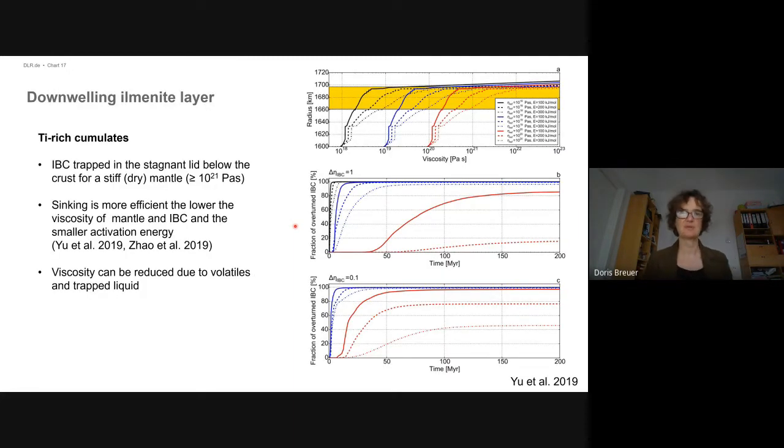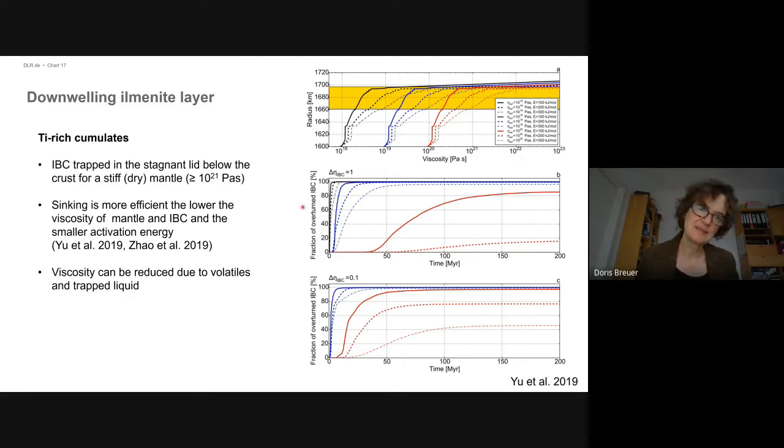And this has now been tested in a model here. It's kind of a busy slide, but let me explain what we see here. So here is the radius, and here are different viscosity profiles for different mantle material. This is a very low viscosity, assuming that you still have melt in the interior or a lot of water. So low viscosity, and here the viscosity is increasing. And these are different models for different activation energies.